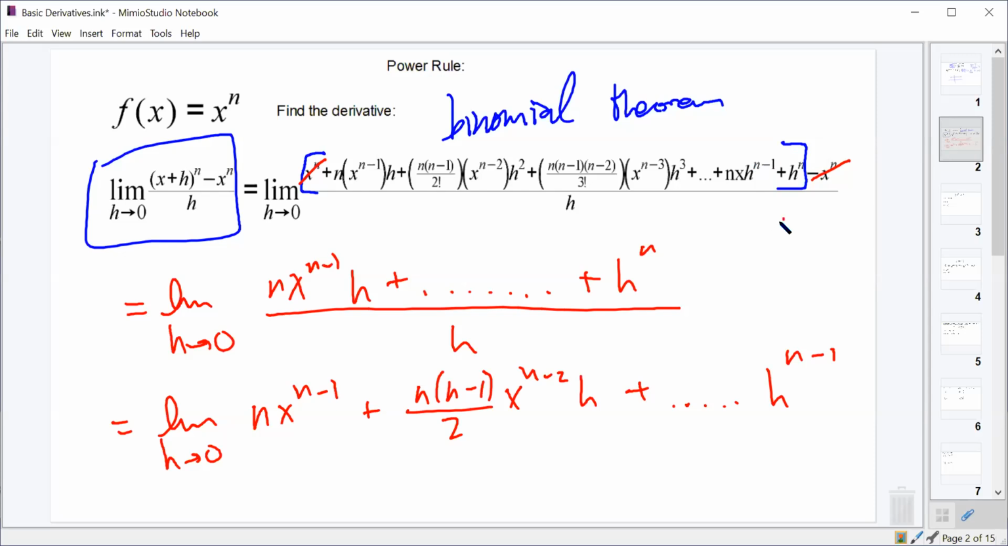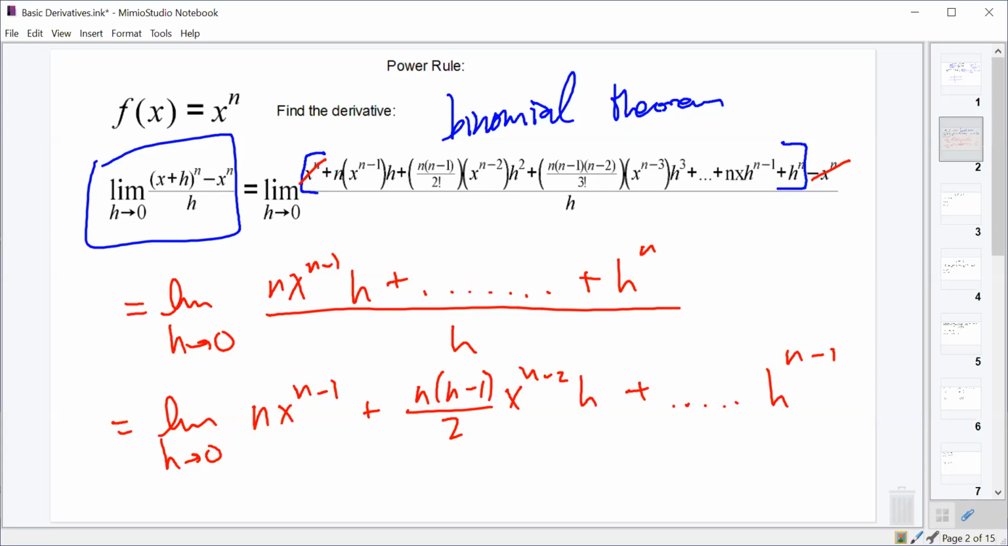If I have h to the n, my h's and my n's look unfortunately similar. But h to the n over h to the first, well, if this is the same base and you're dividing, then it's just h to the n minus 1, right? You subtract the exponents. Cool. So now as h approaches 0, what is n times x to the n minus 1?